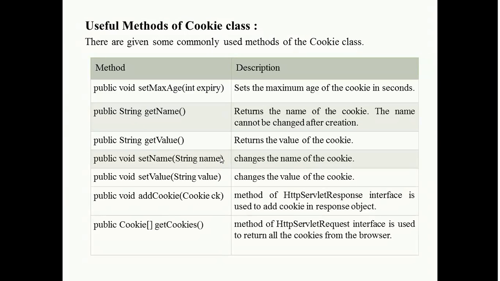And the last method is public Cookie[] getCookies. This method returns the array of the cookies, and this method is also present in the HttpServletRequest interface and is used to return all the cookies from the browser. So the return type of this is an array. So all the cookies in the browser can be returned by using the method getCookies. These are the methods of the Cookie class.